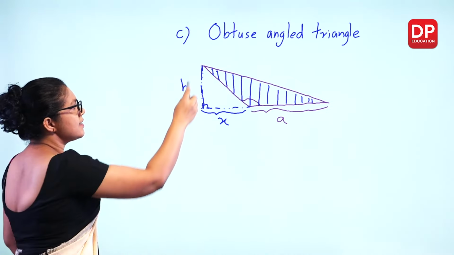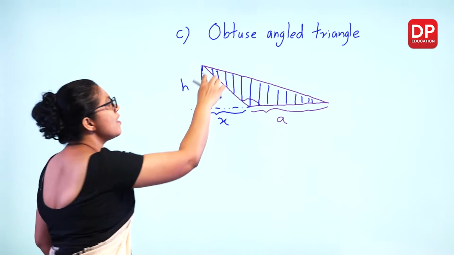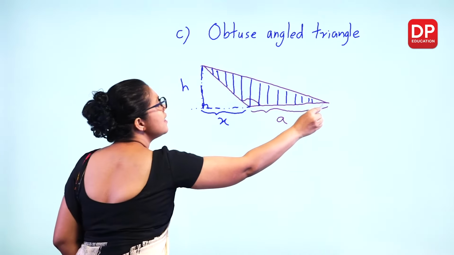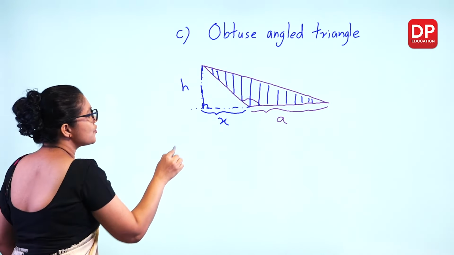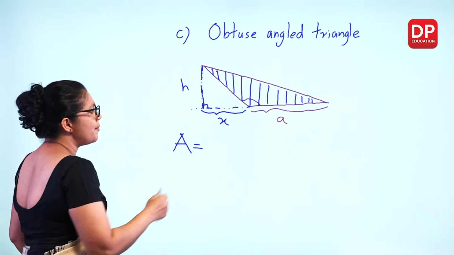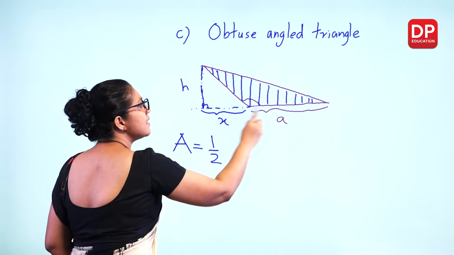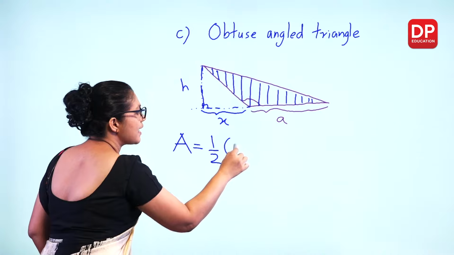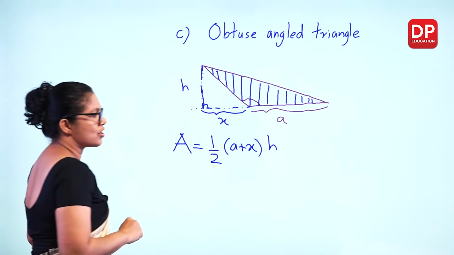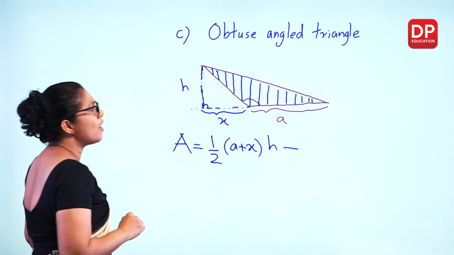I can take the full triangle and subtract the smaller triangle to get the area of the obtuse angle triangle. So here we know this is a right angle triangle, the big one. So straight away I can write the area required is equal to half times. So when you take the big triangle, what's the base length? X plus A. So I can write A plus X or X plus A, and the perpendicular height is H. And I need to subtract the area of the smaller one. So what's the area of the smaller one?